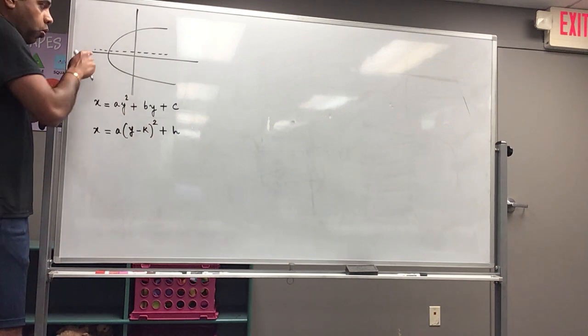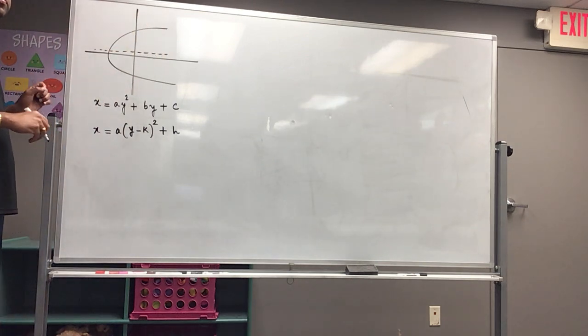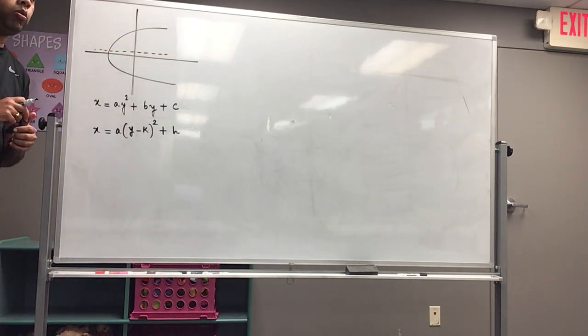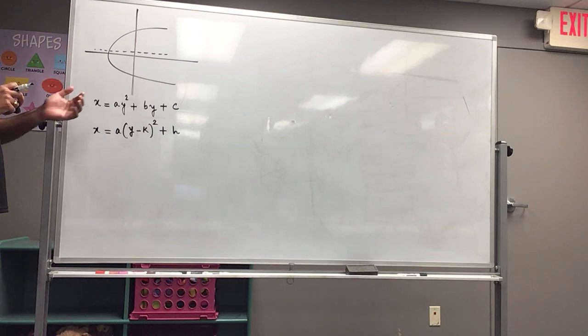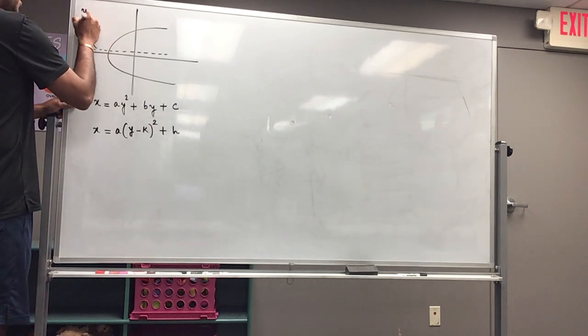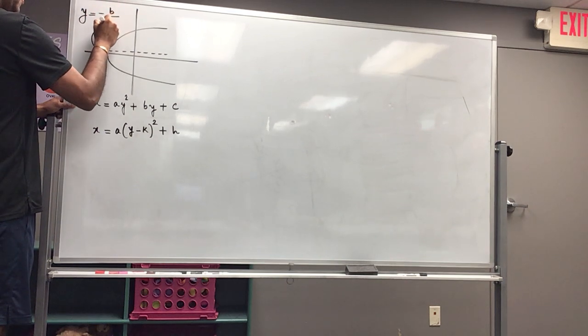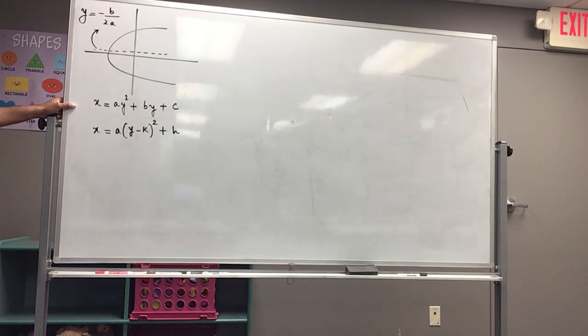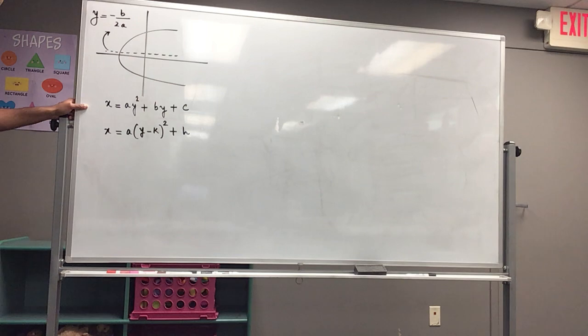Next. What will be the axis of symmetry? Last time it was x is equal to minus b divided by 2a. Now what happens? It's actually the easy one. It will become y is equal to minus b divided by 2a. Make sense? You guys good?